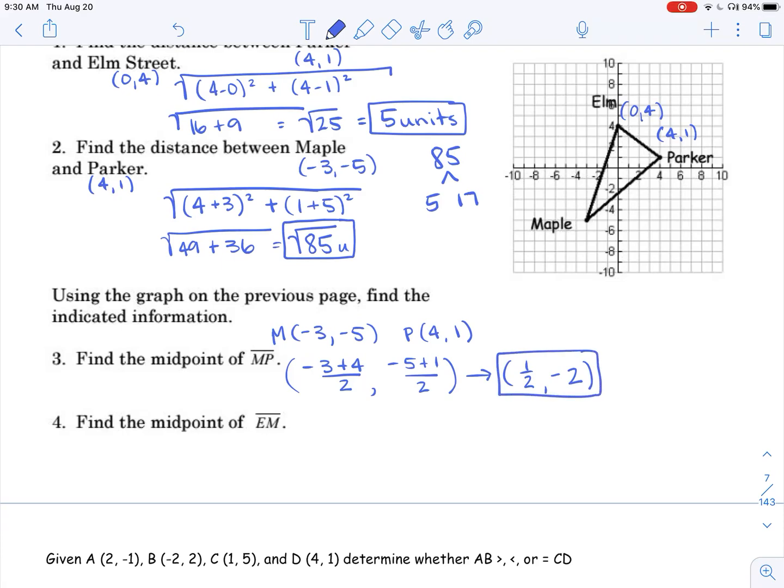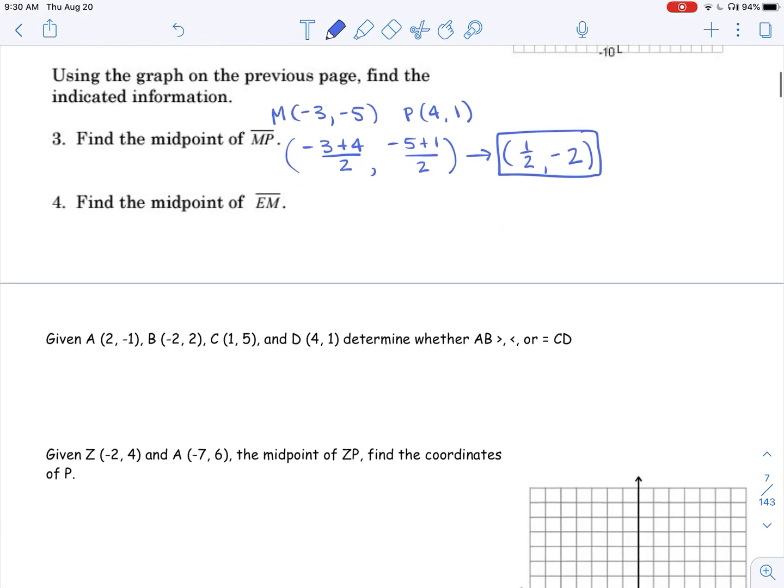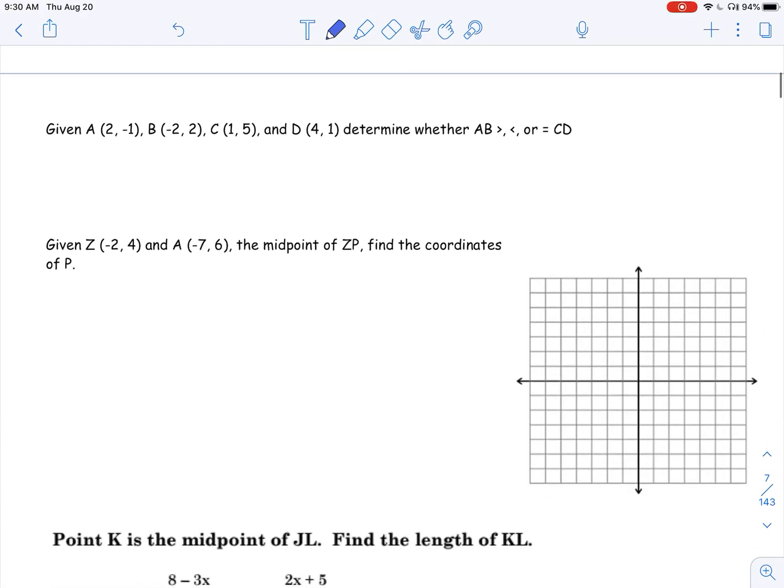All right, there's another midpoint question there, and I'm going to move on down. So if we are given A, B, C, and D, determine whether AB is greater than, less than, or equal to CD. So I want to look at this piece here, and then I want to compare these two. So let's do our math. I'm actually going to do that in a different color here in just a minute.